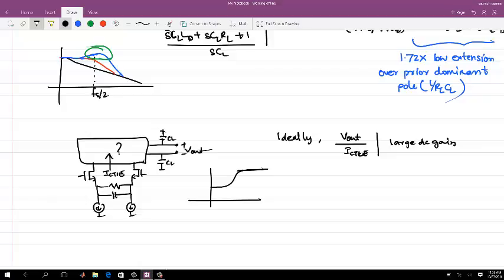So let's look at the other thing which we want from this ideal CTLE. V out by ICTLE should have a large DC gain. Another thing is the output pole. Output pole should be at a higher frequency. If the output pole is at high frequency, then the looking-in impedance should be very low. That means RL should be very low.